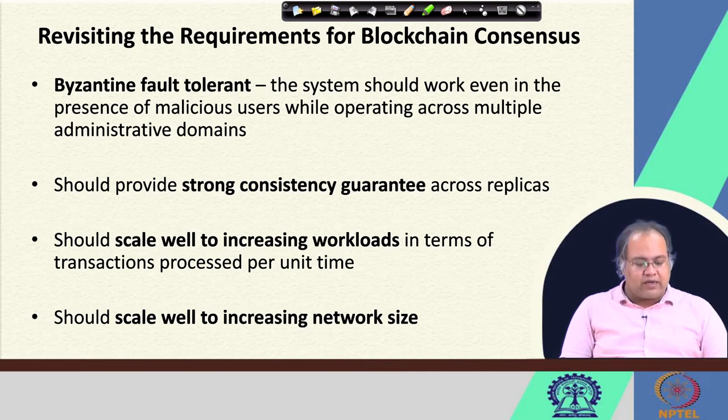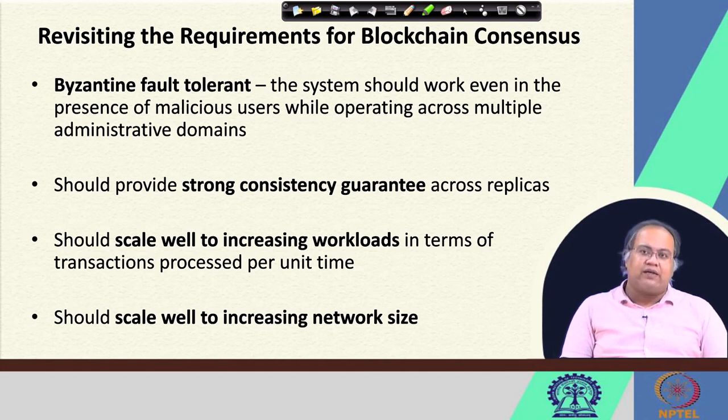Then we need to ensure that my consensus algorithm should scale well to increasing workloads in terms of transactions processed per unit time, or transactions per second. I should be able to support the maximum number of transactions that can be processed per second, and that we typically call the transaction throughput. So, I need to ensure scalability in terms of transaction throughput. And the final requirement is that my protocol should scale well to increasing network size. So, the protocol should also work well when my network is large.